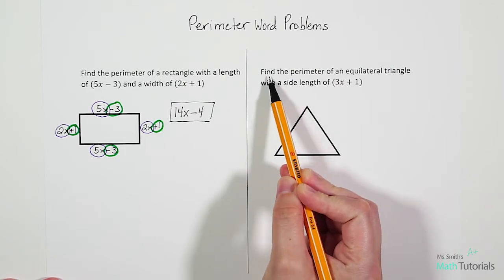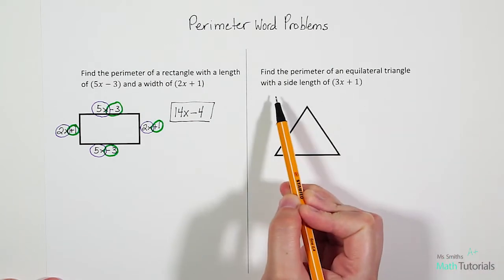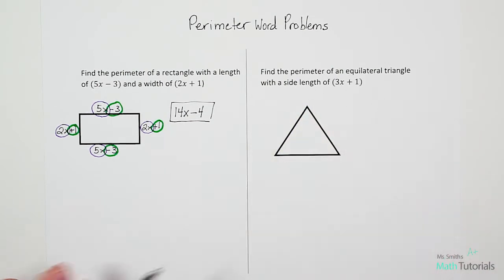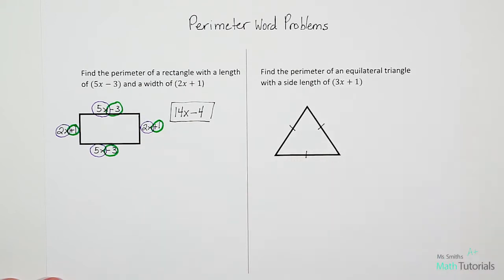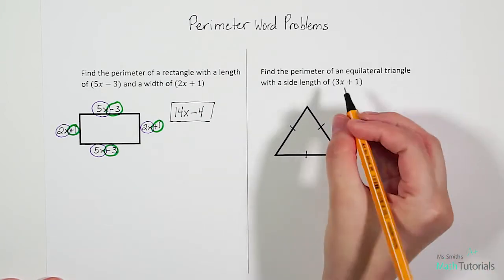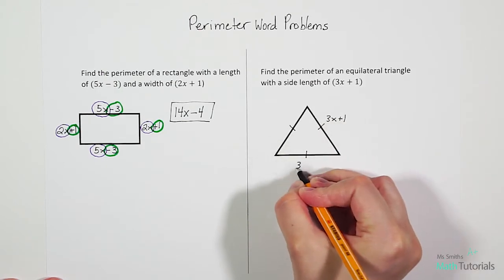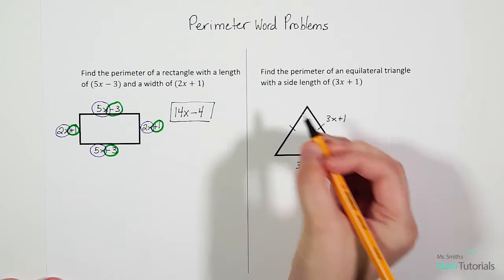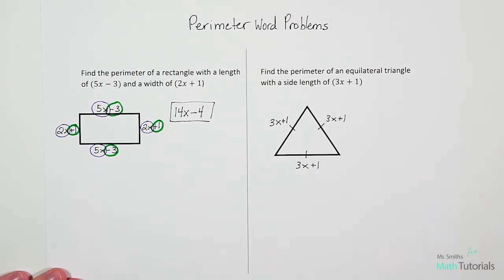Our next question says, find the perimeter of an equilateral triangle with a side length of 3x plus 1. An equilateral triangle means that all of the side lengths are congruent to each other, and that means they're all equal. So if I know one side length is 3x plus 1, let's say this one is also 3x plus 1. And this one is also 3x plus 1. So let's combine our like terms.